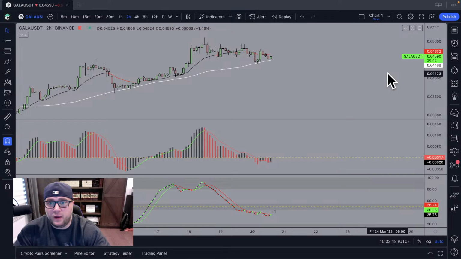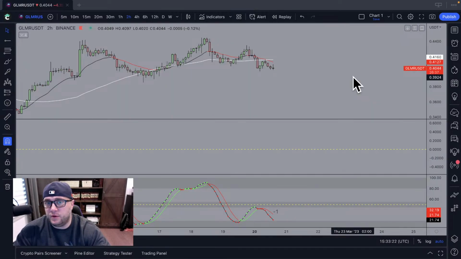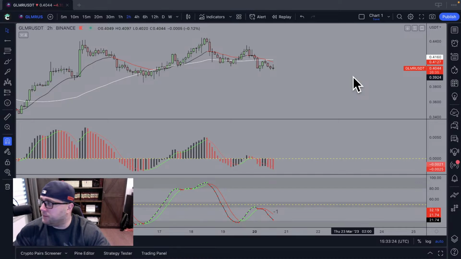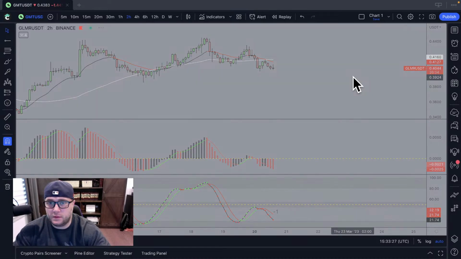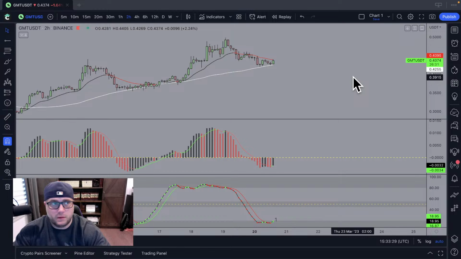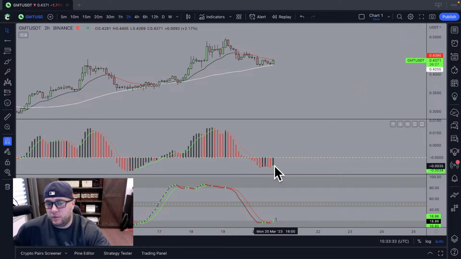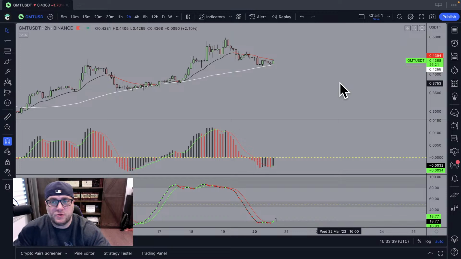Here's GALA. Again, when you get in between those moving averages, you've got to be careful. You don't want to play ping pong, right? You want to make money. Here's GMT. We broke above it. If we break above and we close above that red line, that's going to be a good entry. So you want to wait. We've got 26 minutes.